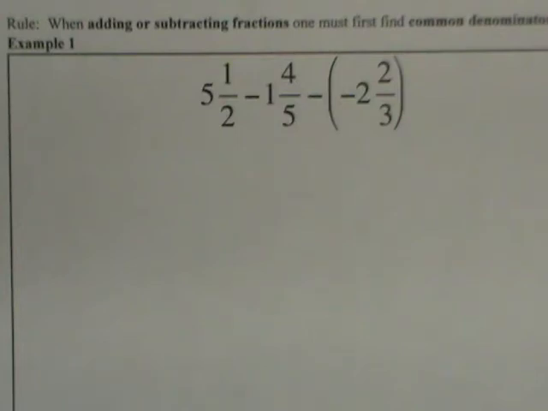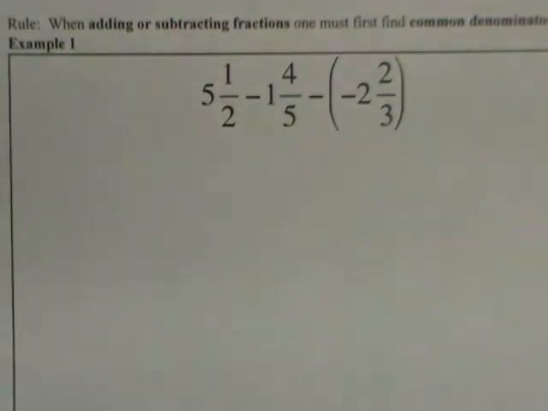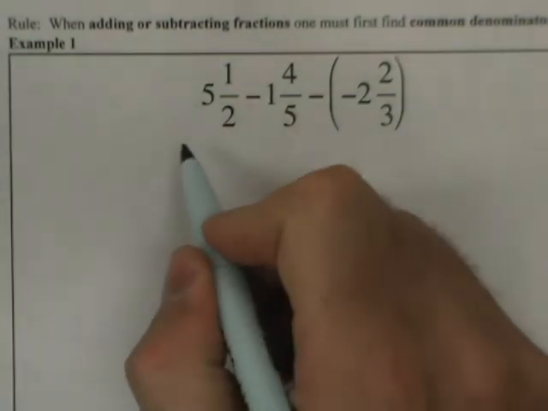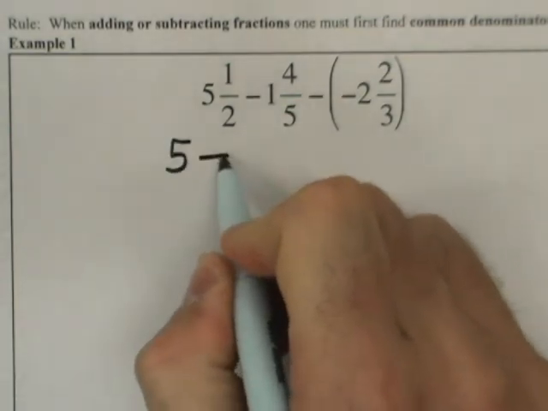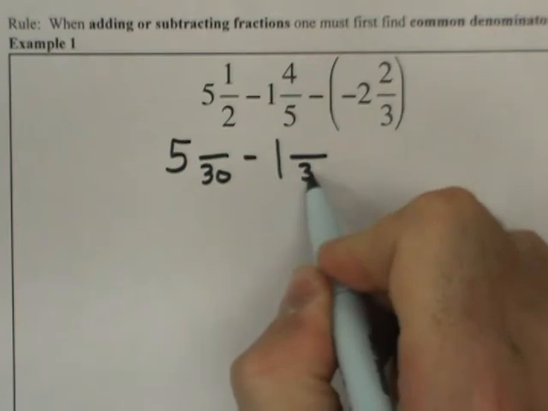So in this example, the first thing I want to do is kiss the problem. I don't want to have all the double signs. I also recognize that I need a common denominator. So I look at my denominators, 2, 5, and 3, and I think about the first number that all three of those will divide nicely. That number is 30. So I'm going to rewrite the problem. I'm going to say 5 and something over 30 minus 1 and something over 30.